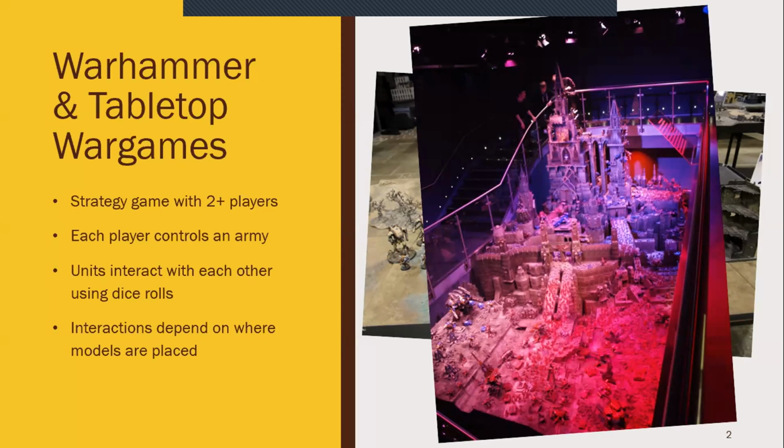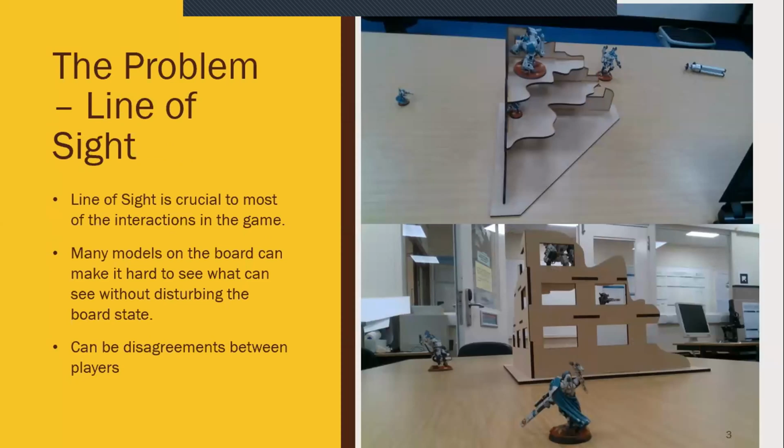When you've got large boards like this, one of the problems that can occur is the problem of line of sight. It's crucial to interactions within the game, because what a model can see depends on what it can attack and shoot. Particularly with dense boards like those you saw earlier, a player getting their eyes down to a model's eye view can be very difficult without disturbing the miniatures on the board, which can cause disagreements.